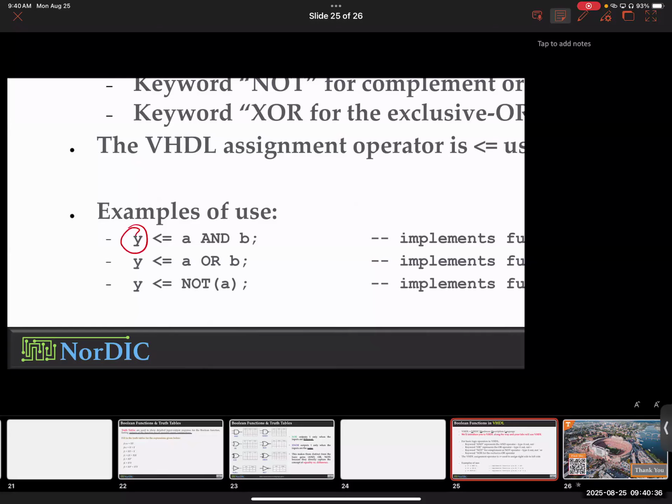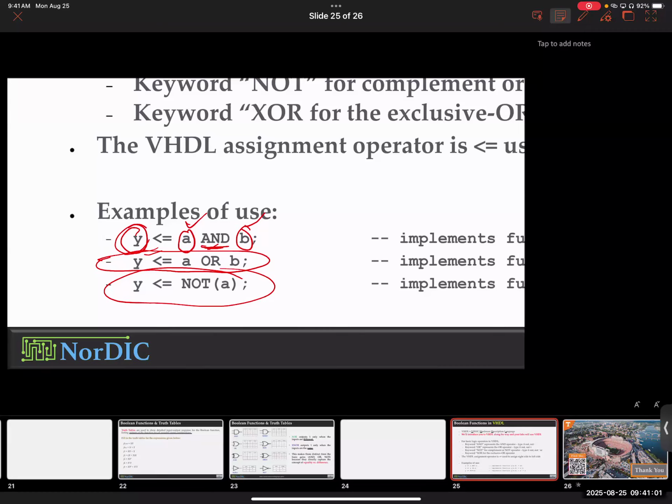So this is your output. This is one input, this is another input. You want to do an AND of A and B, you basically spell it out. All right, A and B. So this is implementing an AND operation. Next one is implementing an OR operation. Next one is implementing a NOT operation, and so on. As simple as that. Okay, and don't worry, we'll basically do real coding.